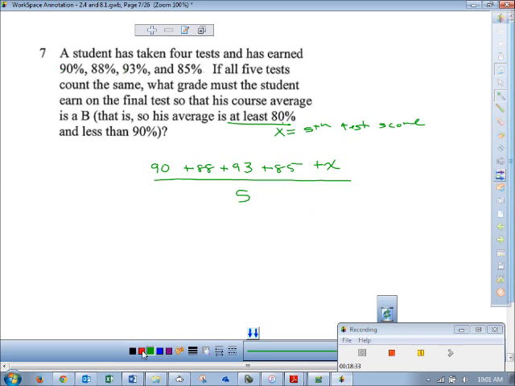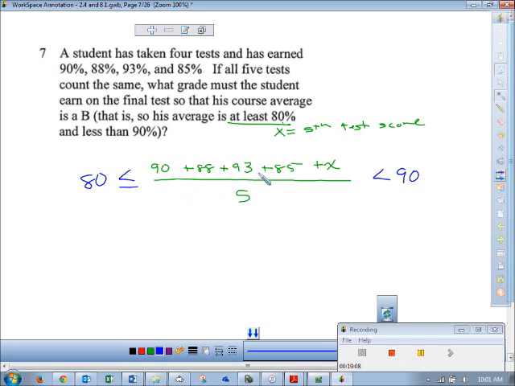Cool? And we want that to be, like this is their test average, at least an 80. So that's got to be greater than or equal to 80 over here. Cool? But less than 90. So less than 90. First, let's realize why we put an equal to bar on this guy. Because if it says at least an 80, then 80 is good, right? Or anything above it. And it says less than 90, plain old less than 90. Cool? Let's do a little cleanup.